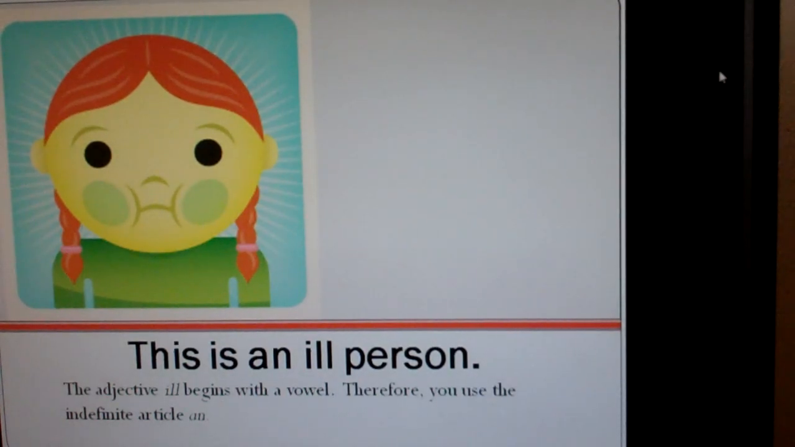This is an ill person. The adjective ill begins with a vowel. Therefore, you use the indefinite article an.